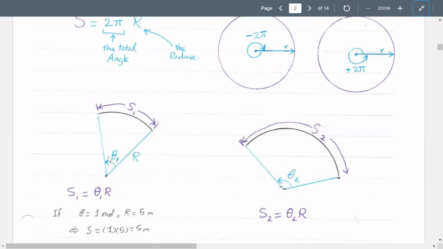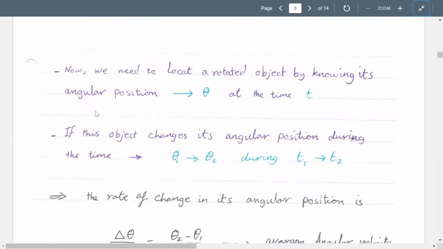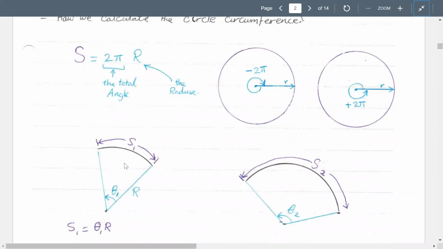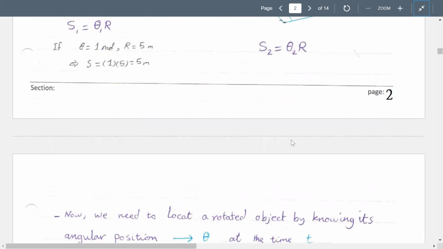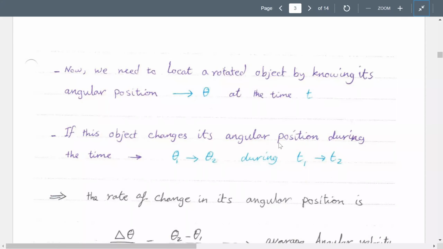It's the position angle. Now, if we need to locate any object, we need to know its angle position at any time. Okay? So if we have an object, for example, at this theta or at this theta or at this theta, we need to know the theta and the time. We will deal with the angular motion just like what we did before with the linear motion, but using the angular position and motion, okay?